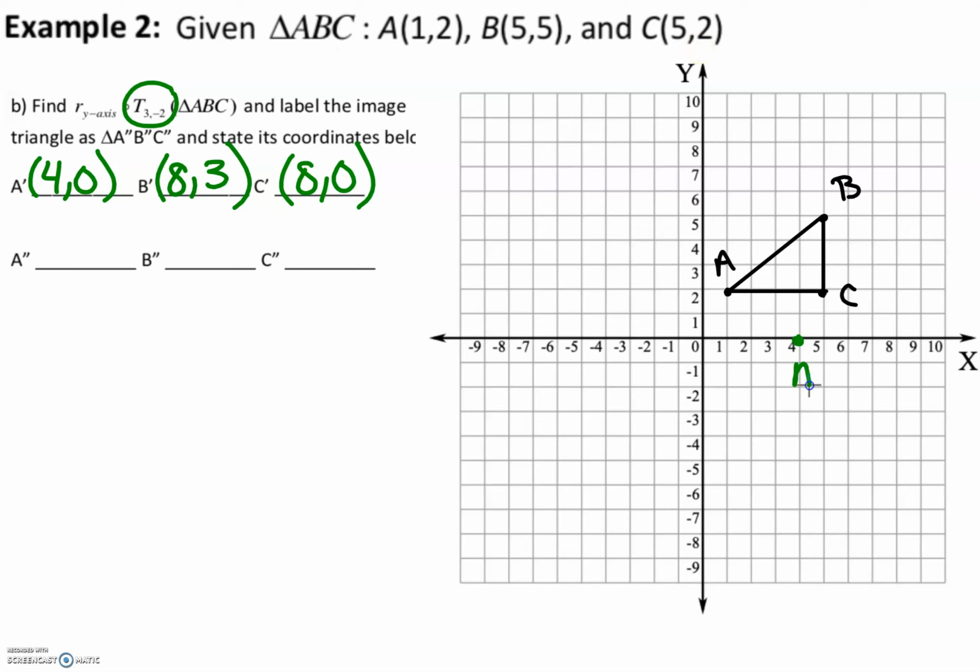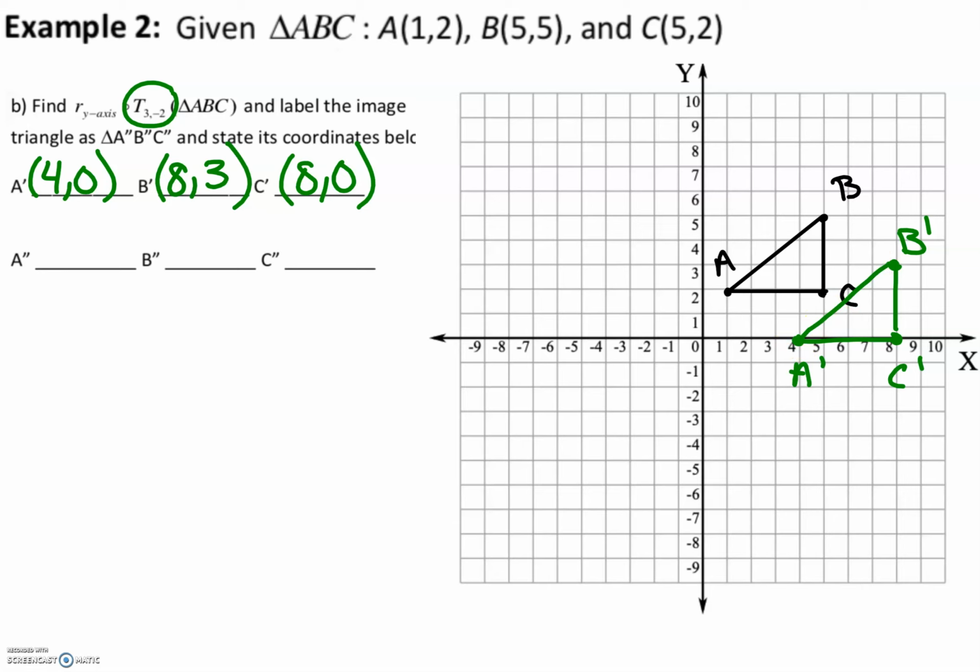4, 0, that's A prime. B prime is at 8, 3. There's B prime, and C prime is at 8, 0. No, this is not double prime. This is regular prime, excuse me, because now this is our first picture, not our second picture. So, fix that. That was a terrible line. Okay, so there it is.